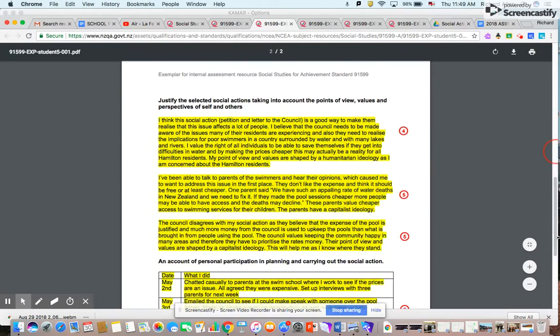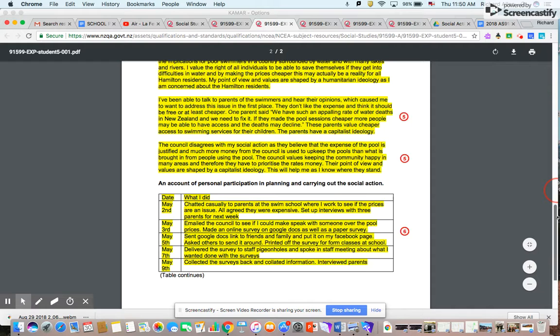For justifying the course of others, let's have a look at what they've done here. The council disagrees with my social action about the pool. They've talked here, their point of view is shaped by a capitalist ideology. So they've got in here an ideology. When you're looking at the actions that you're taking and the different perspectives, you're going to have the ideology. His point of view is shaped by a humanitarian ideology, and he's concerned about the Hamilton residents.